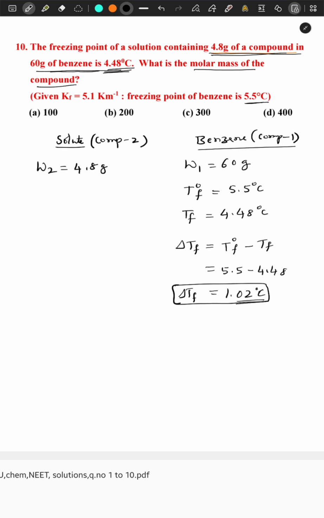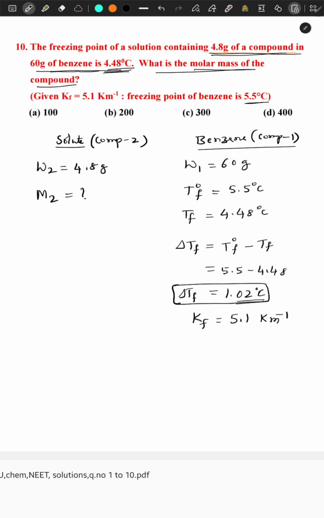So now benzene is the solvent. KF value is given for benzene, correct? So what is the KF value? That is 5.1 Kelvin per molar. So what is the question? What is the molar mass of the compound? That is M2. So molar mass of the compound, that is component 2, you have to find out, that is M2.